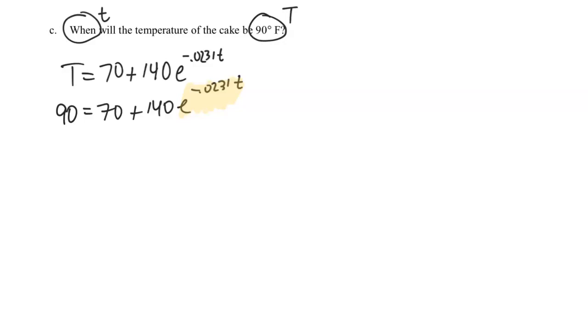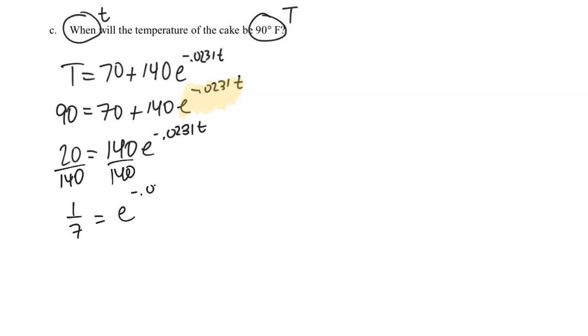That's going to give me on the left-hand side 20 is equal to 140 e to the negative 0.0231 t. Then to get rid of 140, we're going to divide both sides by 140. As a fraction, that leaves me with 1/7 is equal to e to the negative 0.0231 times t. Now I've got my exponential expression isolated. I want to take the natural log of both sides to get rid of e. So the natural log of 1/7 is going to equal negative 0.0231 t.